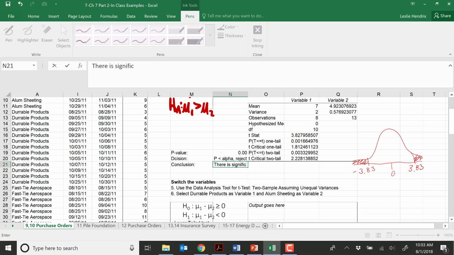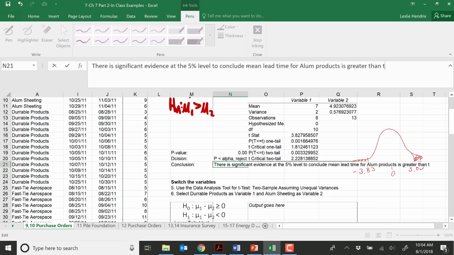There is significant evidence to conclude, I suppose I should say what level, at the 5% level, to conclude mean lead time for alum products is greater than the mean lead time for durable products. And there you have it. You've done your first 2 sample tests.